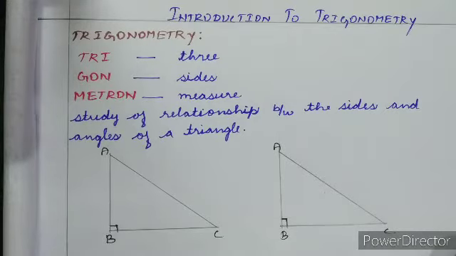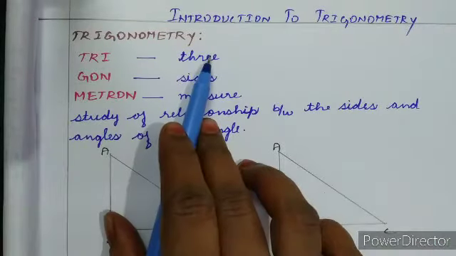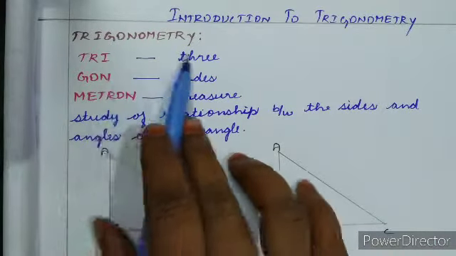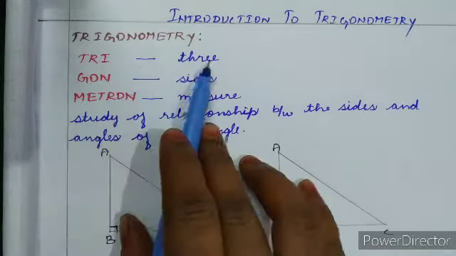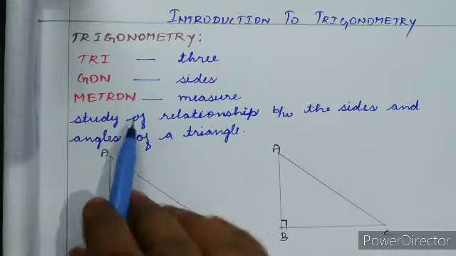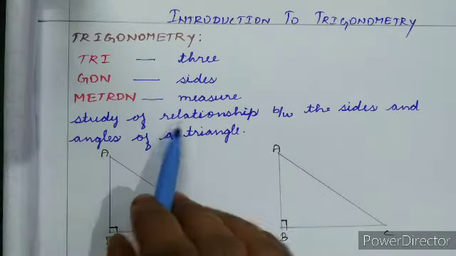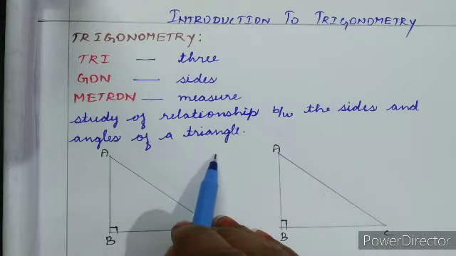Hi friends, today we are going to learn an introduction to trigonometry. Trigonometry is composed of three words: tri, gon, metron. Tri means three, gon means sides, and metron means measure. It is a Greek word. So trigonometry is the study of the relationship between the sides and angles of a triangle.